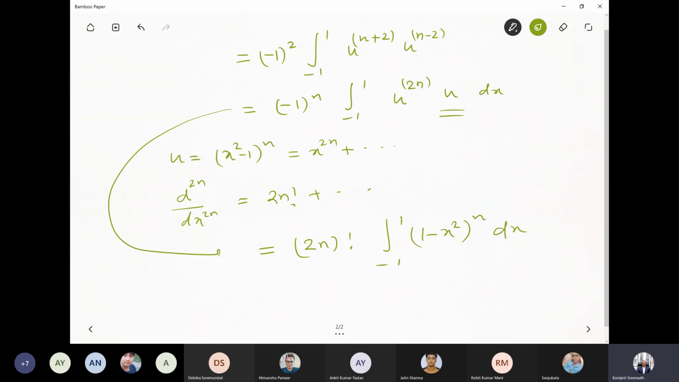Okay, so this integral one can evaluate by taking x equals sine theta and using the beta functions. Take x equals sine theta, you get this to be equal to 2n factorial times 2 times the integral from 0 to pi by 2 of cos 2n plus 1 theta. So when you substitute these values, all the terms get cancelled and you will get the required result. This is a beta function, so from the beta functions we can find the value of this integral.